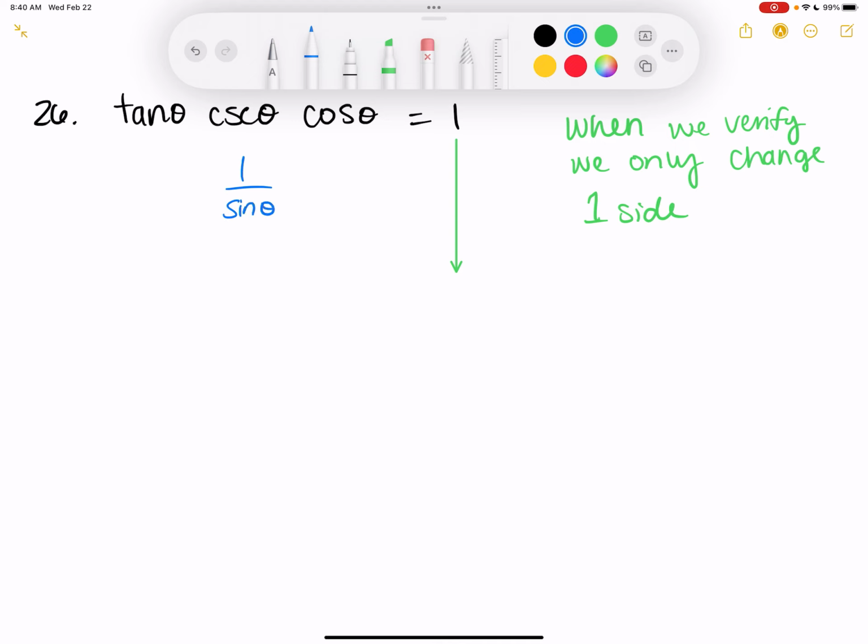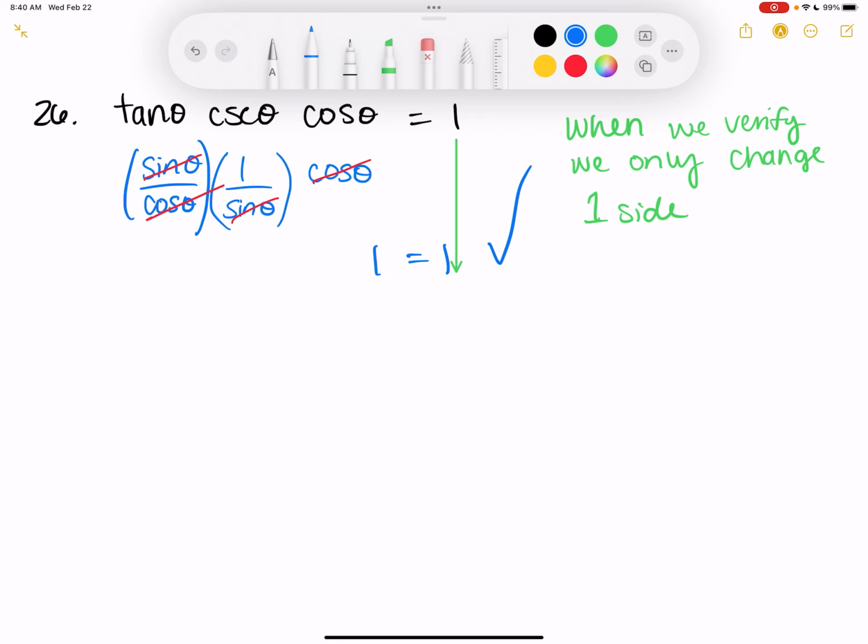So 1 over sine theta is cosecant. Cosine I'm just going to copy down because obviously. What about, is there a way to rewrite tangent? Yep, sine of theta over cosine theta. So then I'm going to see what I can cancel. So sine of theta's cancel, cosine theta cancels. So you get left with 1 is equal to 1. And then I usually just put a giant check mark to show that it worked, or that I verified it.